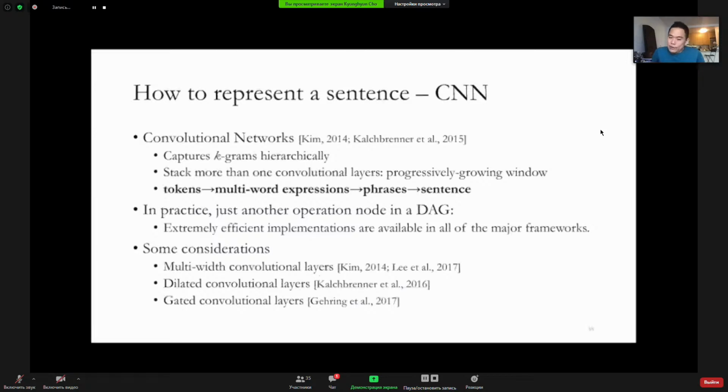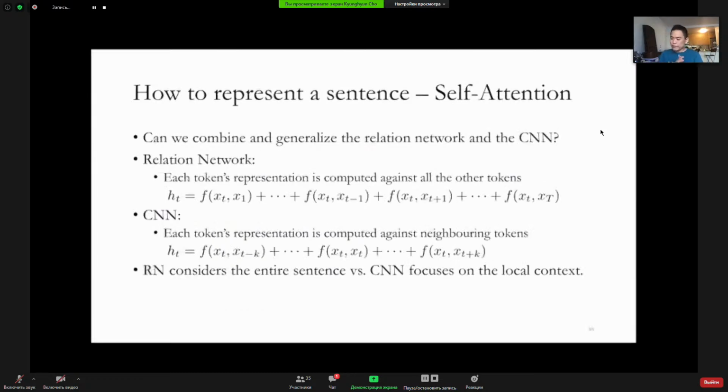So, in practice, it's yet another operation or computational node in a directed acyclic graph, meaning that there are already extremely efficient implementations available in all the major frameworks that you can think of. And people have been studying this quite a lot to come up with efficient and effective ways for text convolution in text classification, such as multi-width convolutional layers, dilated convolutional layers, and gated convolutional layers.